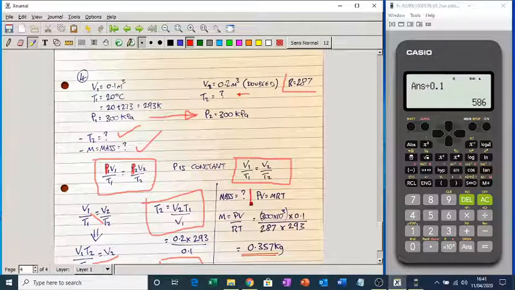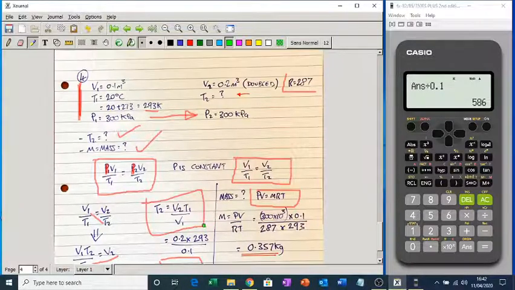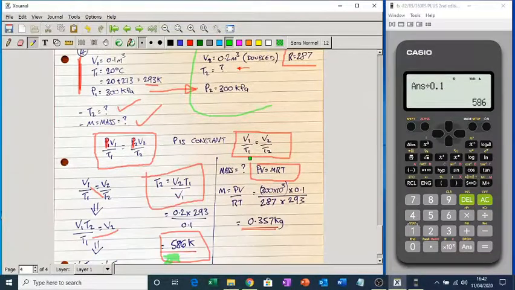So PV equals MRT. I'll use these values because I know them. So P is 300, V is 0.1. We know the R value is 287 and T is 293. You could use these numbers and then use that temperature there. So that should be correct. Well, it is correct. So you should get the same number if you go using these values.